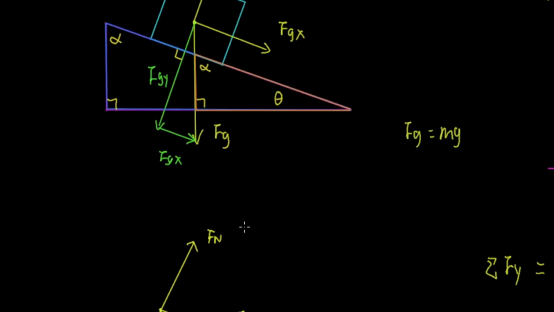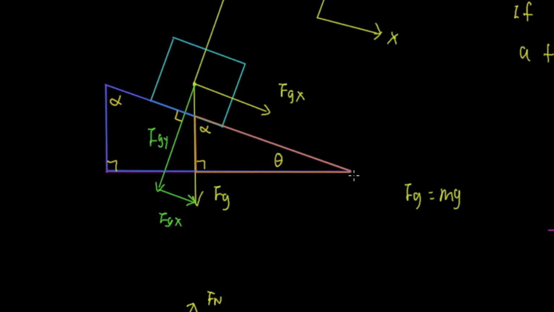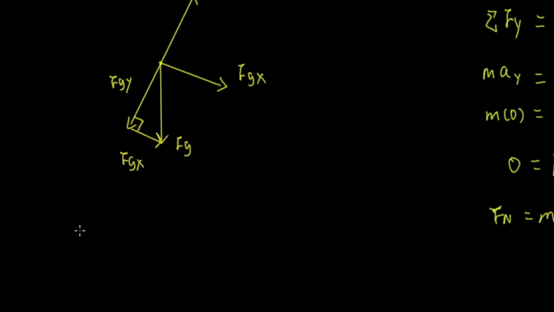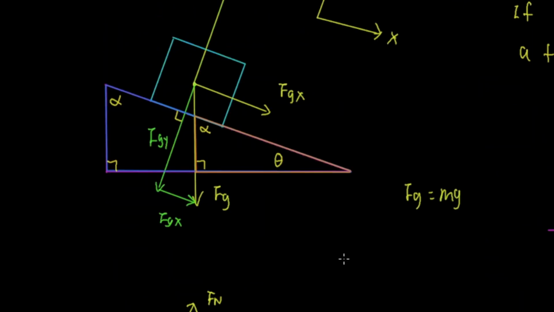Now, we can do this. We know that in this triangle, the big triangle, or in a triangle in general, all angles add up to 180 degrees. So angle theta, angle alpha, and this right angle of 90 degrees will add up to 180 degrees. So we can say that theta plus alpha plus 90 degrees is equal to 180 degrees, based on this triangle.